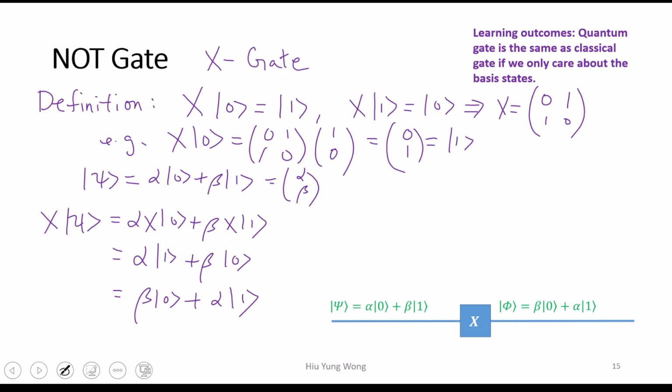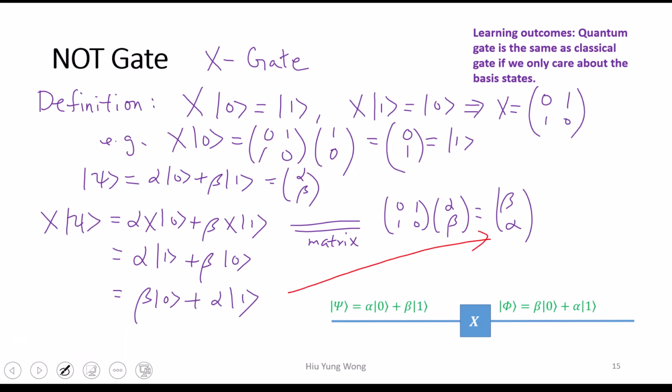Now, maybe to save time, if I use the matrix, I can do it a little bit faster. It's just 0, 1, 1, 0 times alpha beta. Of course, you will get beta alpha. And they are the same. So there are two ways to do this: either just look at the symbol and the definition, or, in simulation, we use the matrix. We often need this. Any questions?